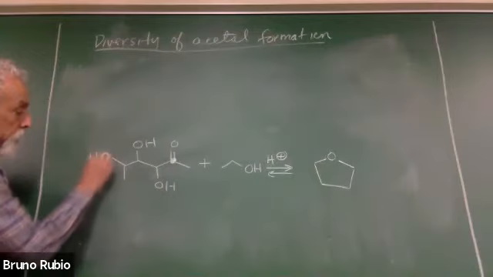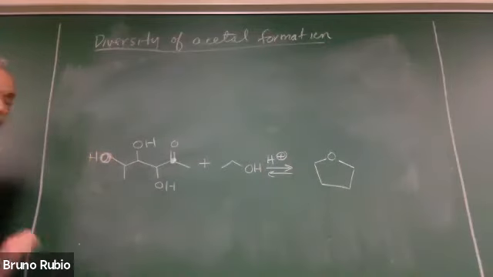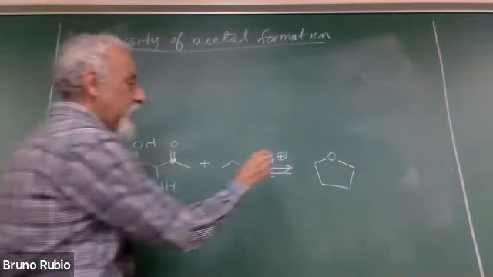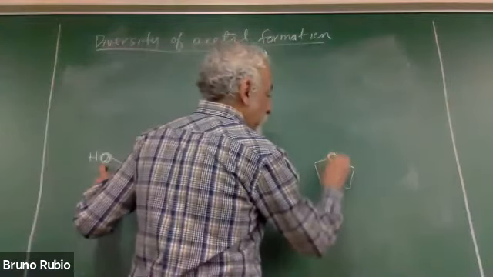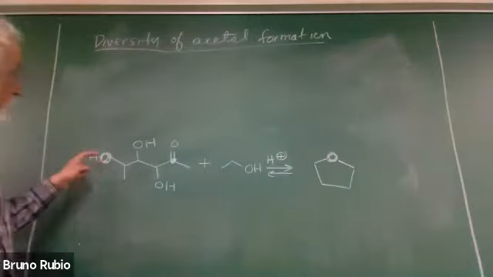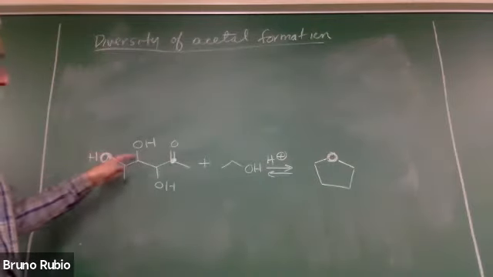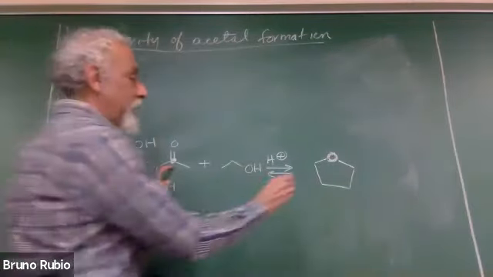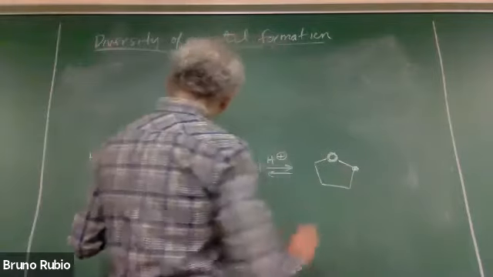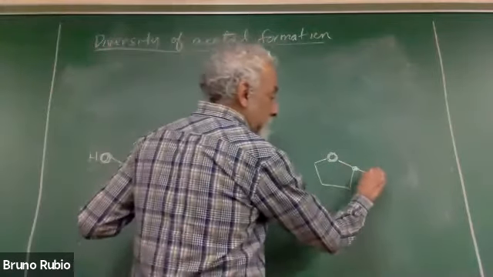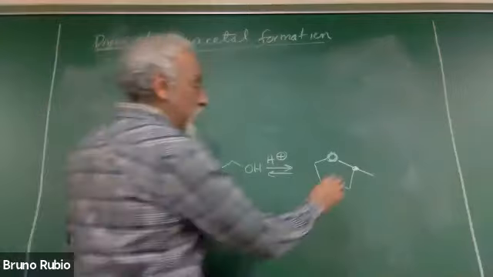All right, so I'm going to try to draw the structure. I'll take it really slow because I know this is pretty complicated. I'm going to put the oxygen that attacked to form the five-membered ring, one, two, three, four, five, like that. And here's my dot. The dot has a methyl group on it.